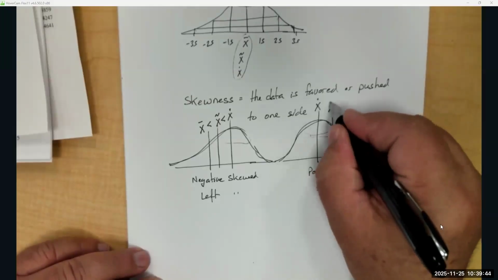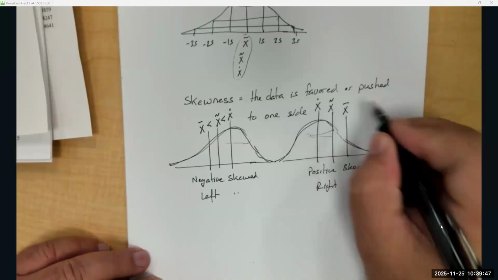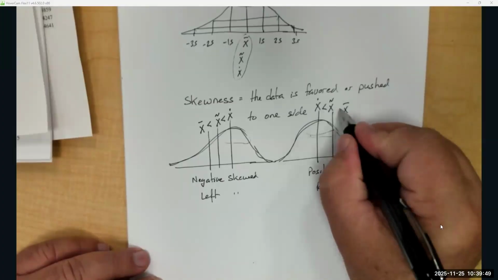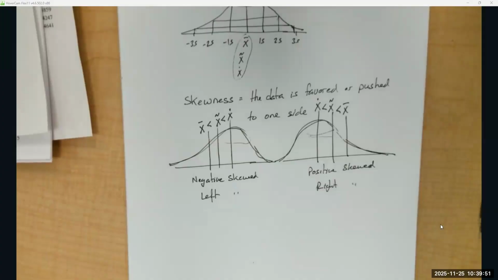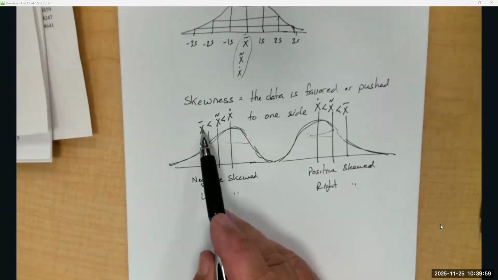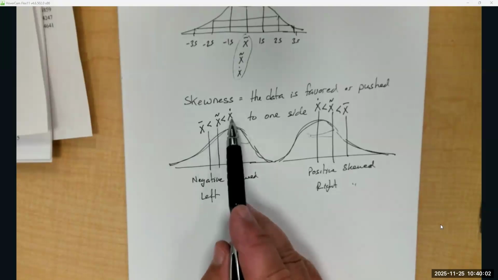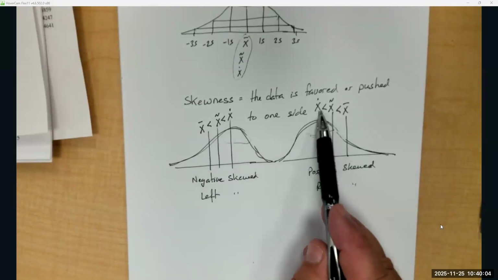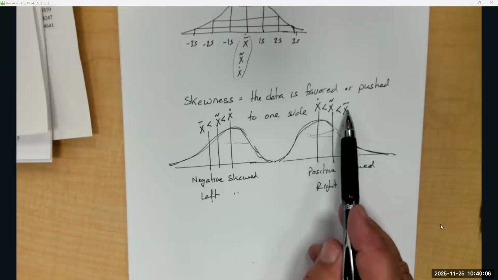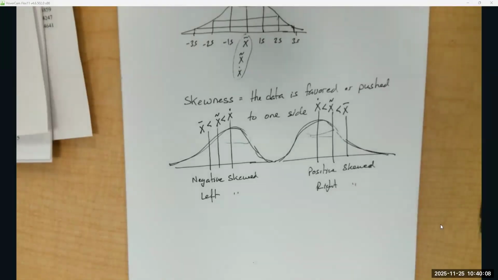Conversely, so it's going to be to the left of it. That's what I mean by less than. So the mean's to the left of the median, to the left of the mode.